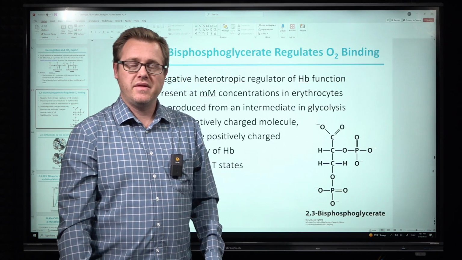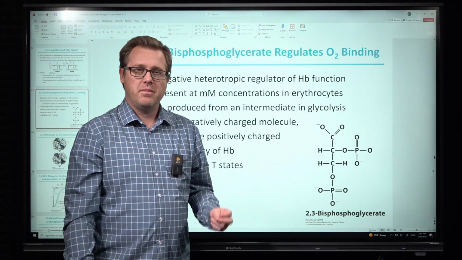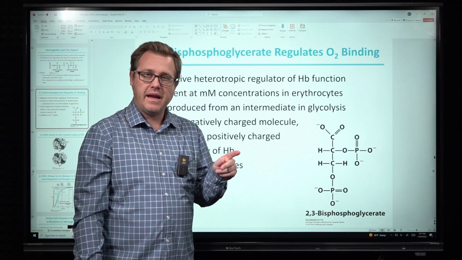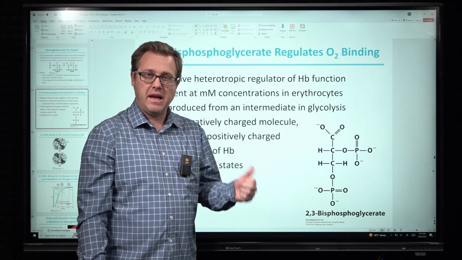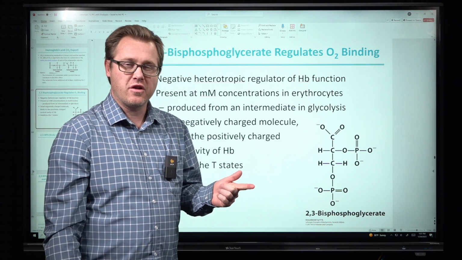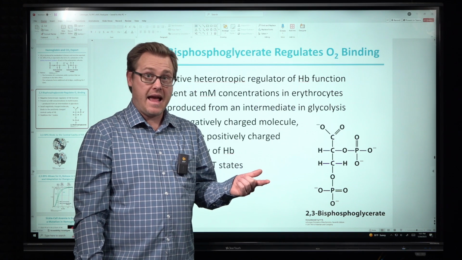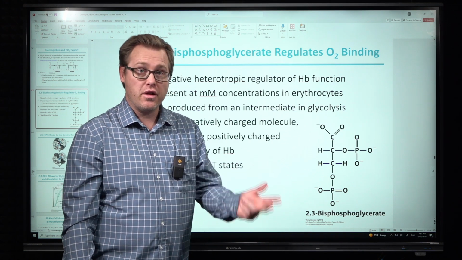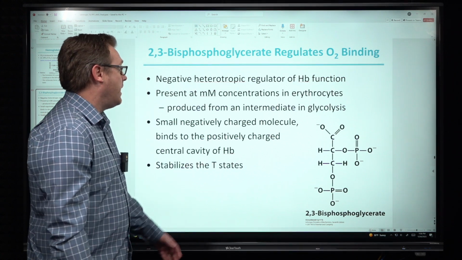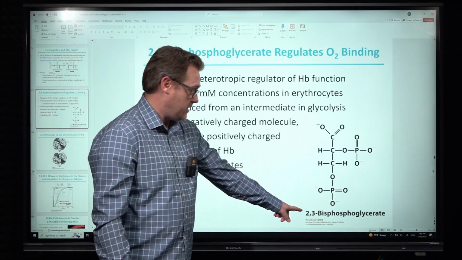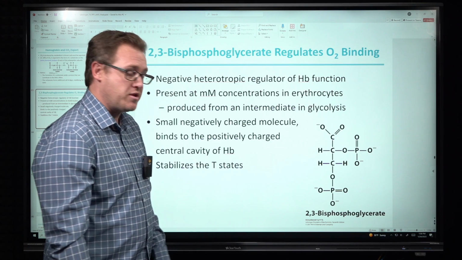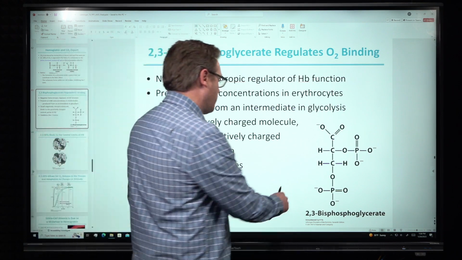So in my last video, I talked about two things that regulate hemoglobin, and that was the pH and the concentration of carbon dioxide. And I inferred, or I said at the end of that video, that there's another regulator, and that is this one, 2,3-bisphosphoglycerate, or we just abbreviate it.